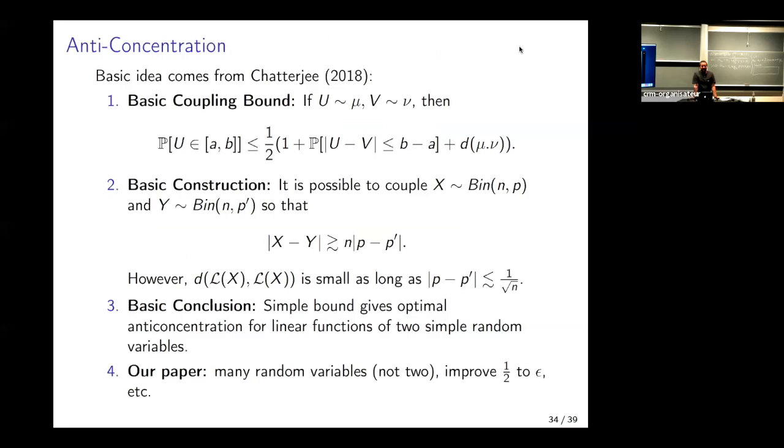Fortunately for the anti-concentration, while that was true a long time ago, Sourav Chatterjee in 2018 wrote a beautiful paper that sort of made anti-concentration accessible to the masses. So I want to advertise that because it's really nice, and also talk a little bit about what we did in this area. So the idea for anti-concentration, right, this is sort of the main technical thing that we want to do, is to say, if I have a random variable u, I want to make sure it doesn't get stuck at one point, right?